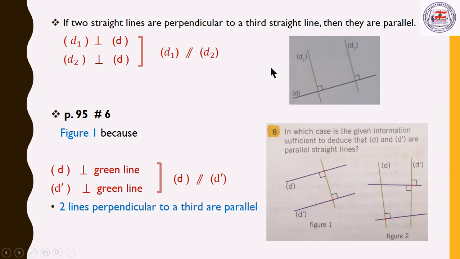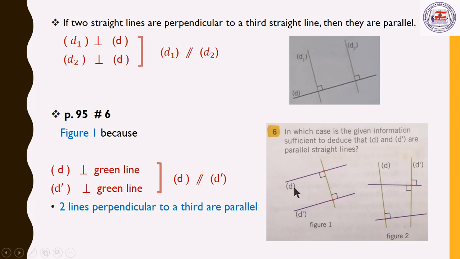Now, let us find out what we have on page 95, number 6. This is the problem that you have in your book. You have these two figures. In which case is the given information sufficient to deduce that D and D prime are parallel straight lines? In figure 1 or figure 2. Let's see what we have in the two figures.